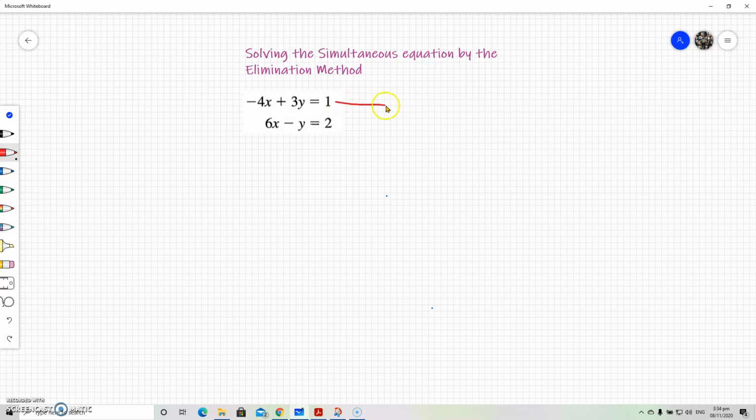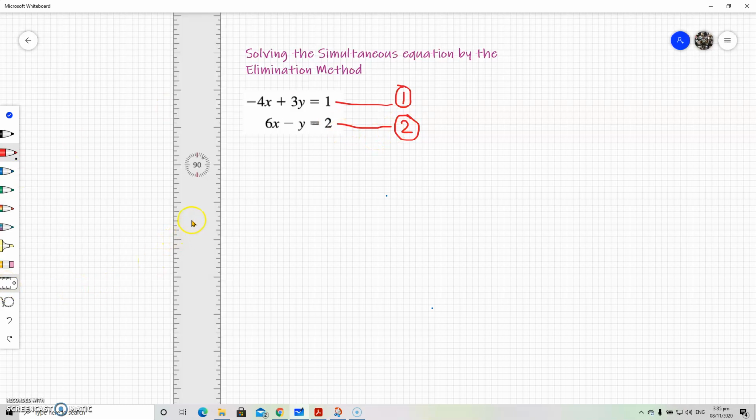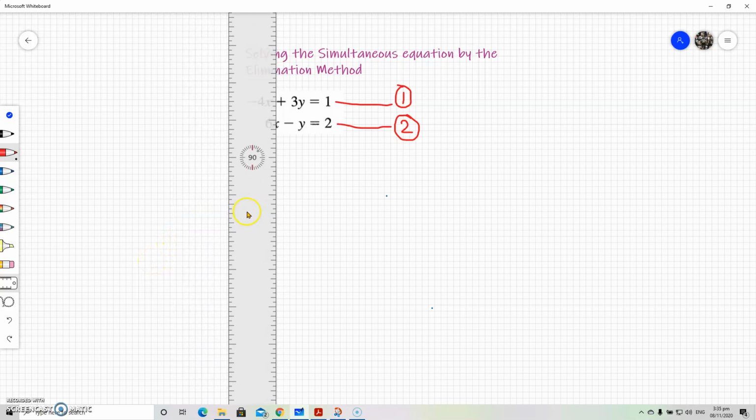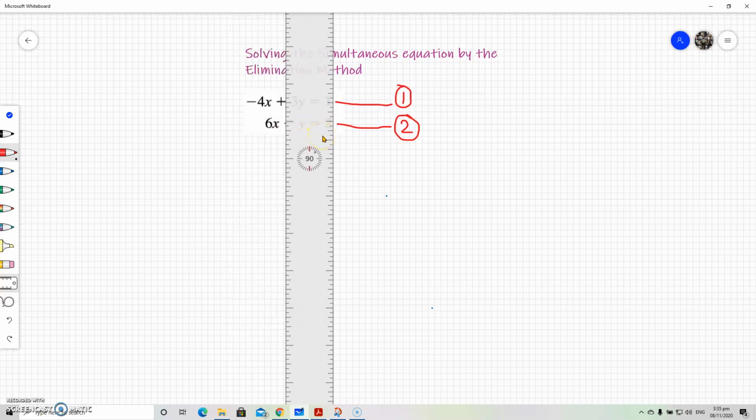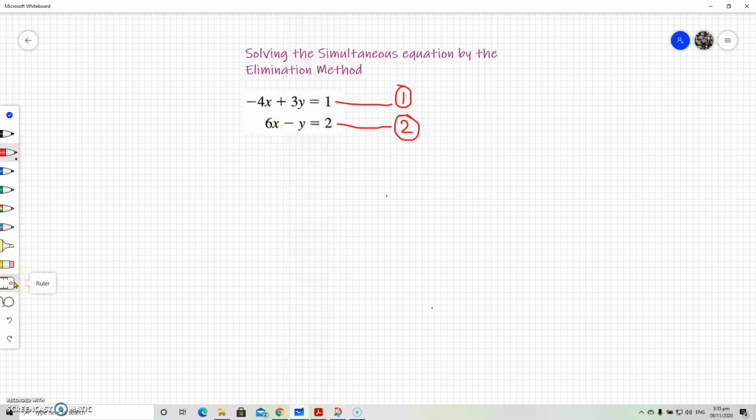So here's equation 1. Here's equation 2. Which one are we going to eliminate here? Well, let's take a closer look. In my y terms, I have 3y here, and I have minus y. This doesn't help. In the x terms, I have minus 4 and I have 6x. What do I do in this case?